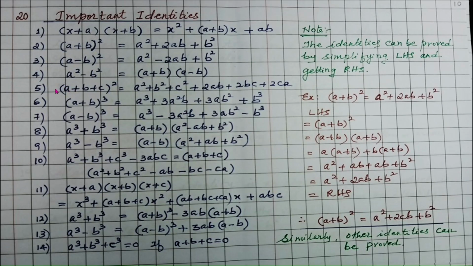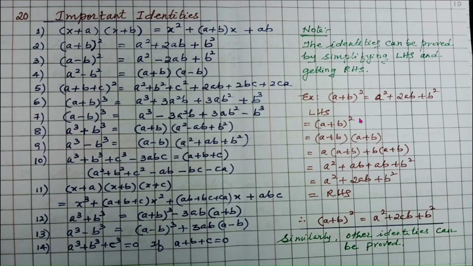Remember that. And to prove them is a very simple thing. Take the product of this, applying the distributive property, we get the RHS. Take the product of (a + b) into (a + b), we get the RHS. So the identities can be proved very easily by simplifying the LHS and getting the RHS.